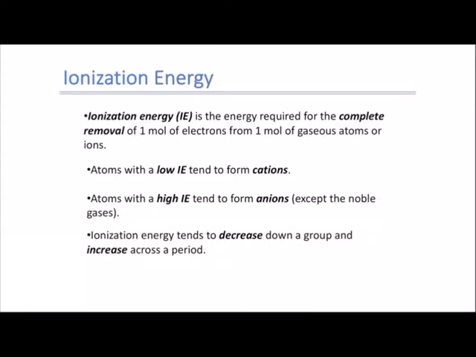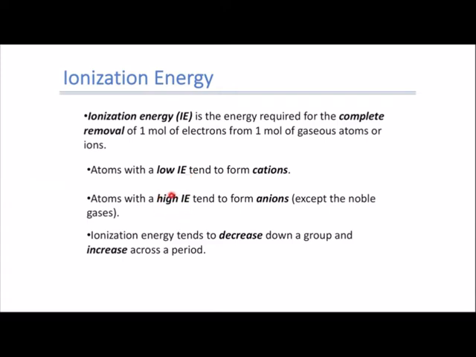Now that we've looked a little bit at size, let's start looking at our next periodic trend, ionization energy. The ionization energy is the energy required to completely remove 1 mole of electrons from 1 mole of atoms. So it's essentially how much energy does it take to remove an electron from our atom. Atoms with low ionization energies tend to form cations because it's easy to remove that electron. It doesn't take much energy to get that electron out of the atom.